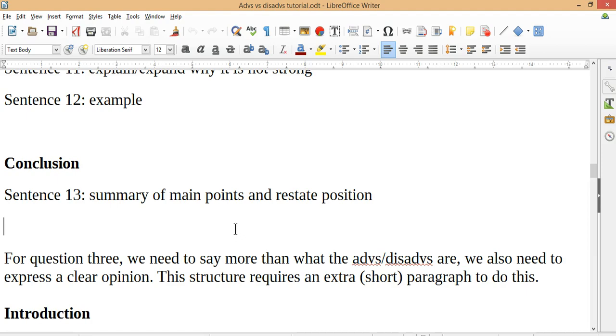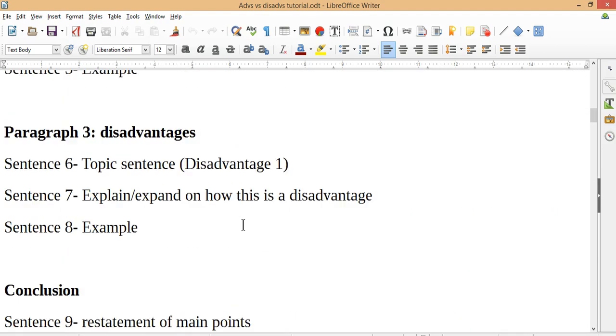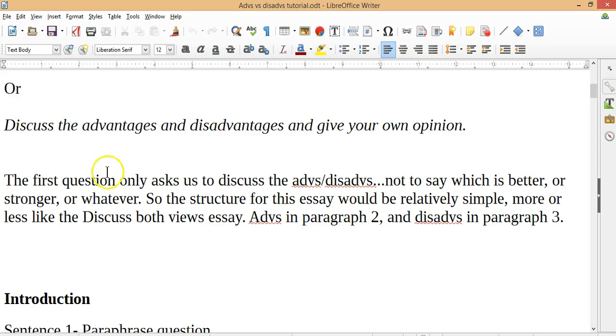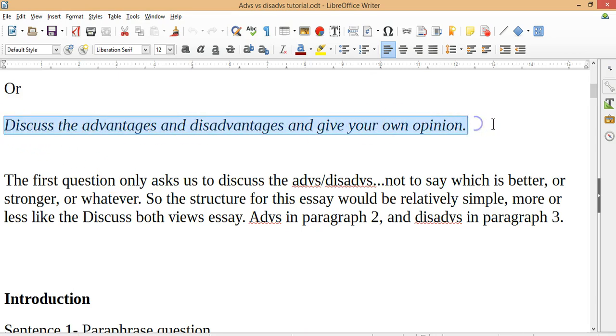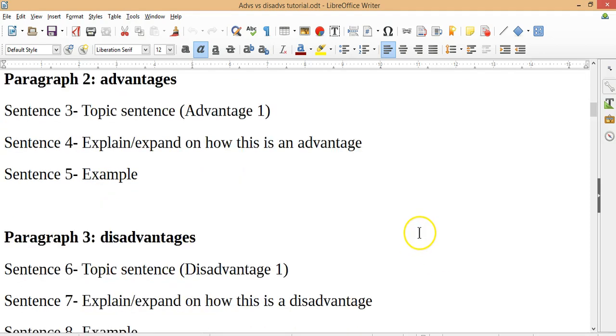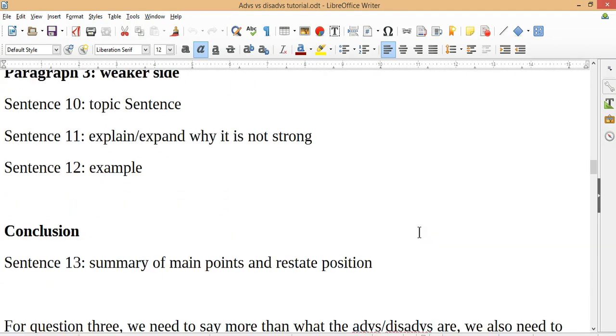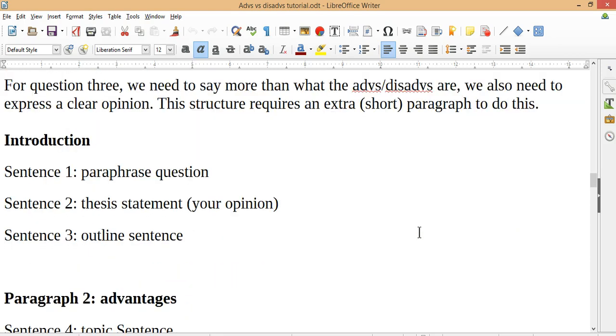Okay. Now, for question 3, we must discuss the advantages and disadvantages and give a clear opinion. So for this one, we need an extra paragraph. So this one is basically 5. Now, most of the essays typically have a 4-paragraph structure. For this one, we're going to use an extra paragraph to express our opinion.